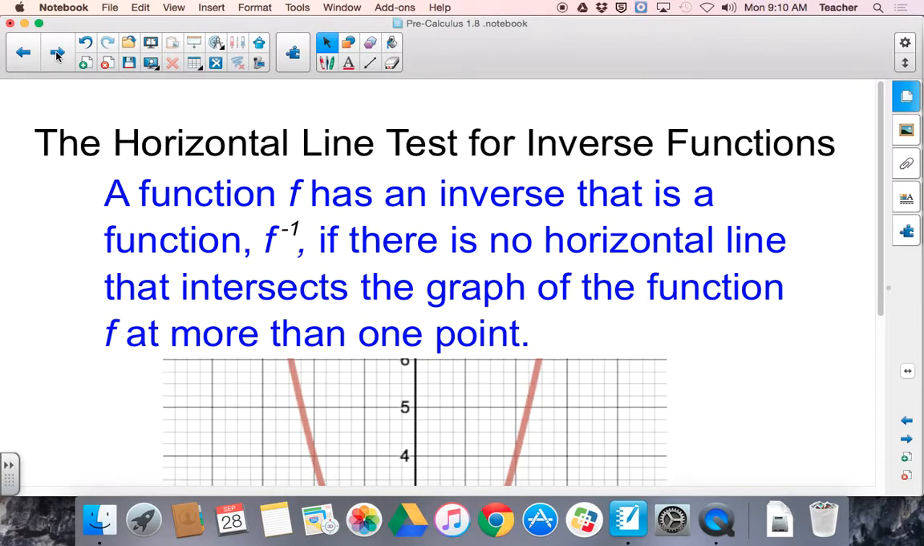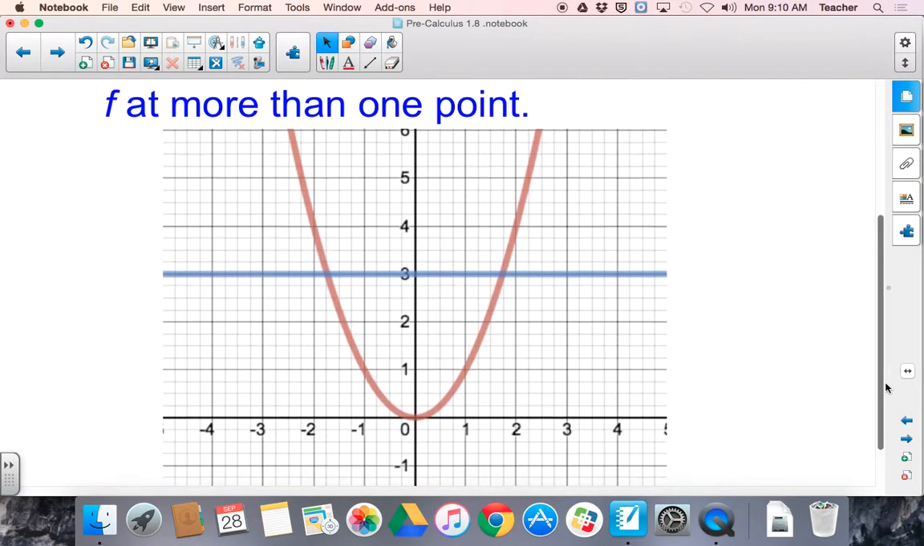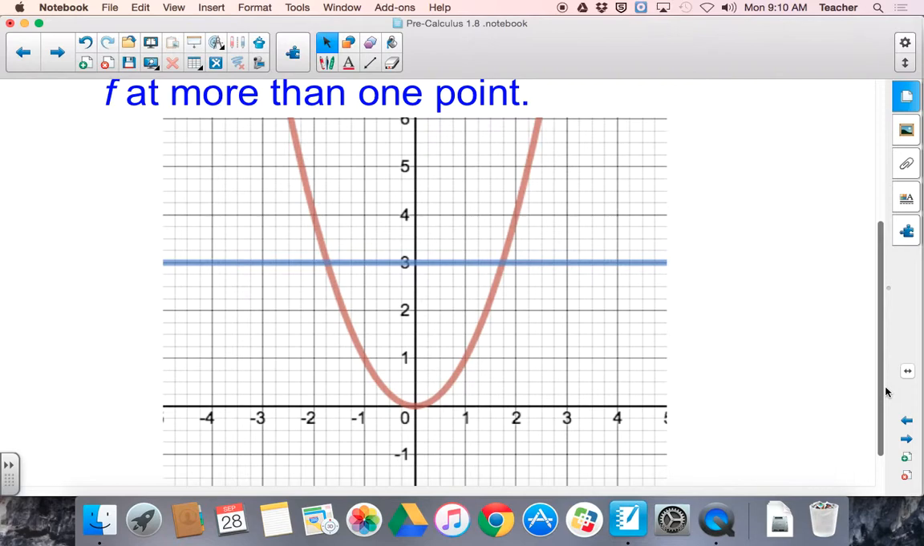The horizontal line test for inverse functions. A function f has an inverse, that is, a function f of -1 is the notation that is used, if there is no horizontal line that intersects the graph of the function f at more than one point. So if you take a look at this parabola right here, an inverse of a parabola is the square root function. However, the square root, or the sideways parabola, is not a function because this horizontal line intersects my graph at 2 spots.